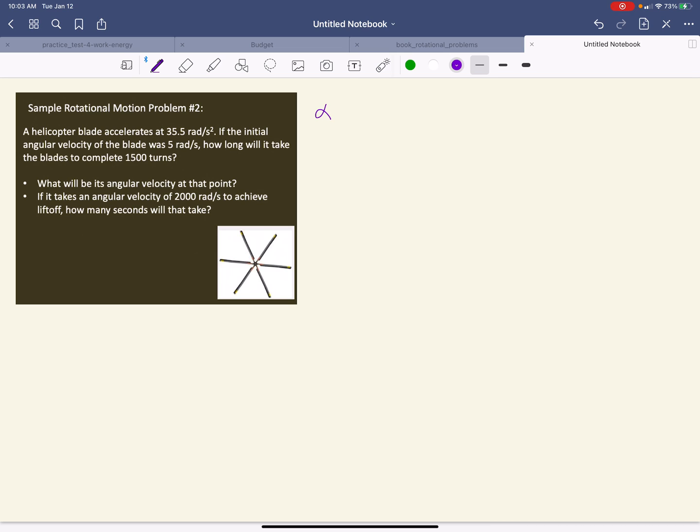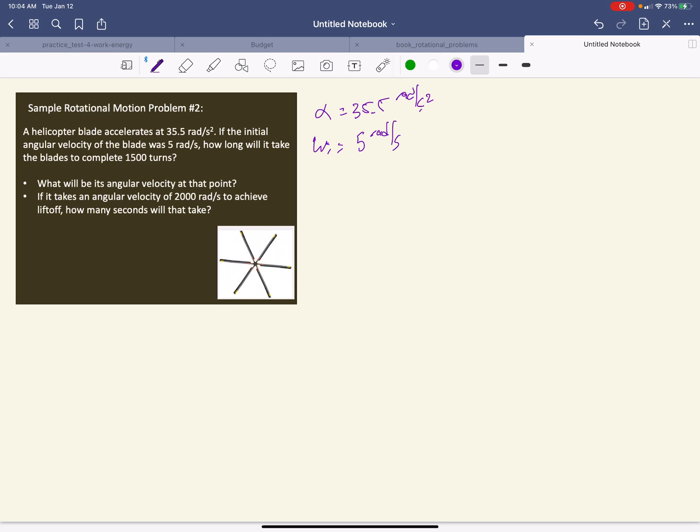We are given the angular acceleration to be 35.5 radians per second squared. It says that the initial, not final. Oh, goodness. Okay, so let's try this again. It says that the omega F is, and I just did the exact same mistake again. Sorry, guys. The omega I is 5 radians per second.